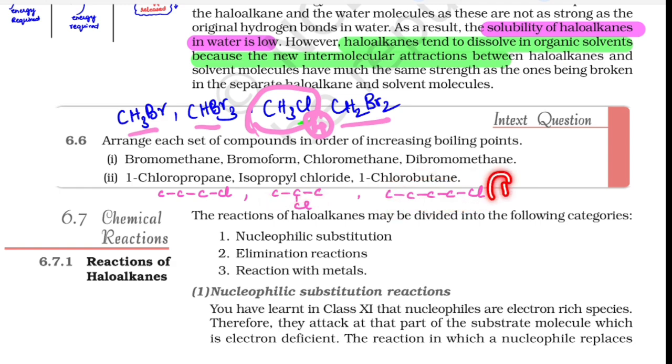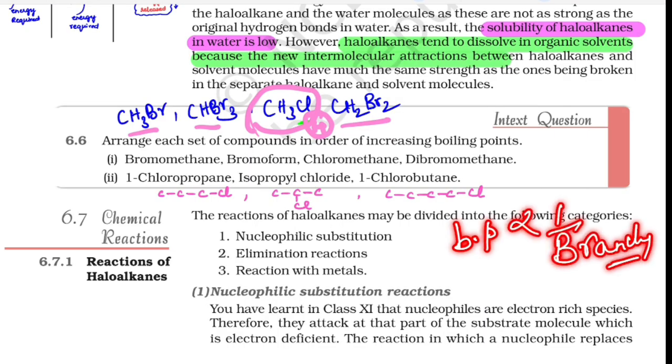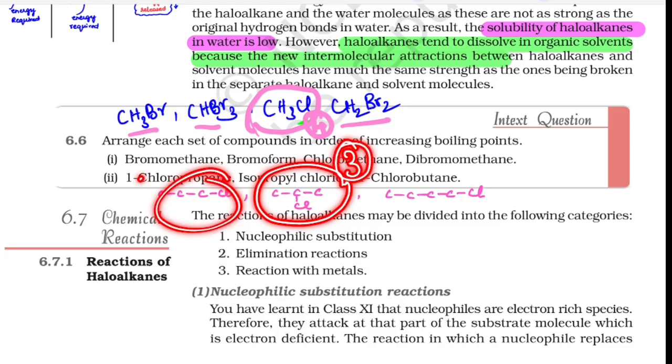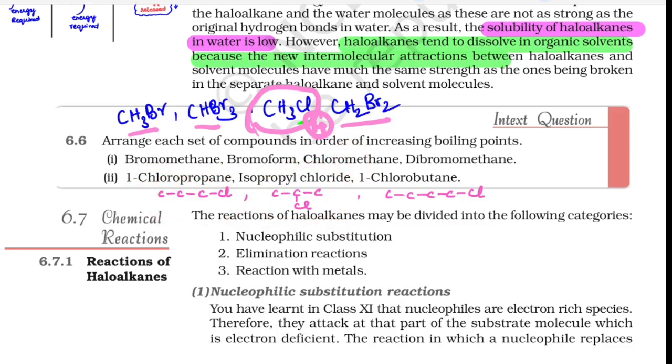So this is number 1. So boiling point will be high here. And now let us compare these two. So I told you that boiling point is inversely proportional to branching. So here there is a branch and here there is no branch. So since branching is present, boiling point will be less. So this is number 3 and this will be number 2. So I hope you understood.